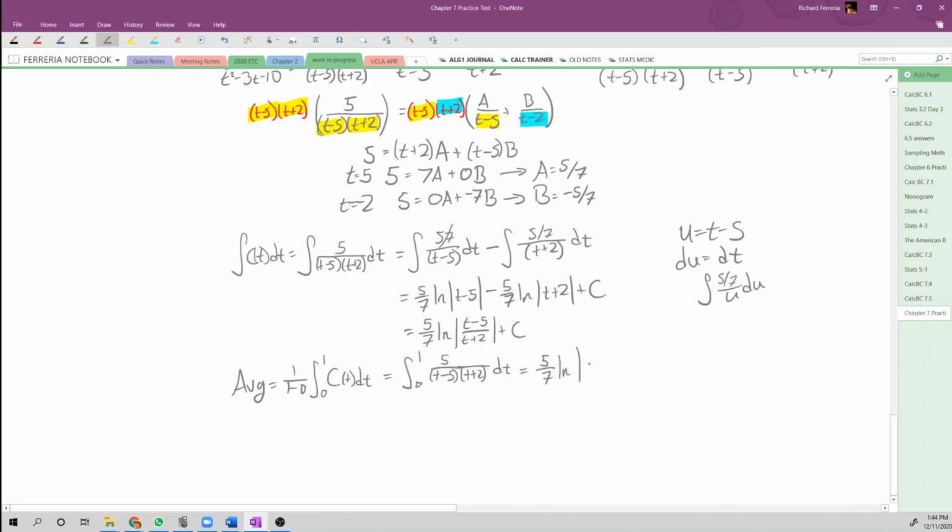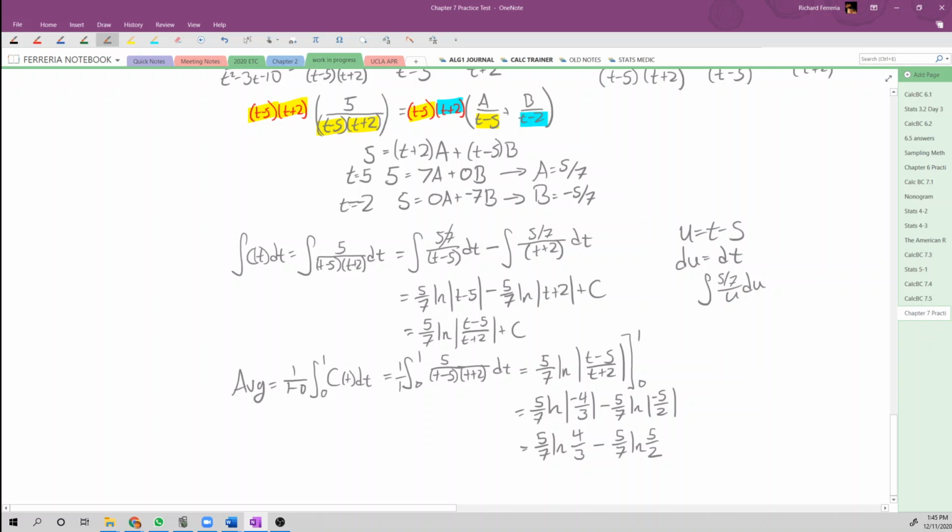That's 5/7 natural log of absolute value of t minus 5 over t plus 2. And we're going to evaluate that from 0 to 1. Of course, there was a 1 over 1 here, but I neglected to write that for, I think, obvious reasons. Let's substitute. We'll get 5/7 natural log of negative 4 over 3 minus 5/7 natural log of negative 5 over 2. This is why we have those absolute values. There we go. We got positives.